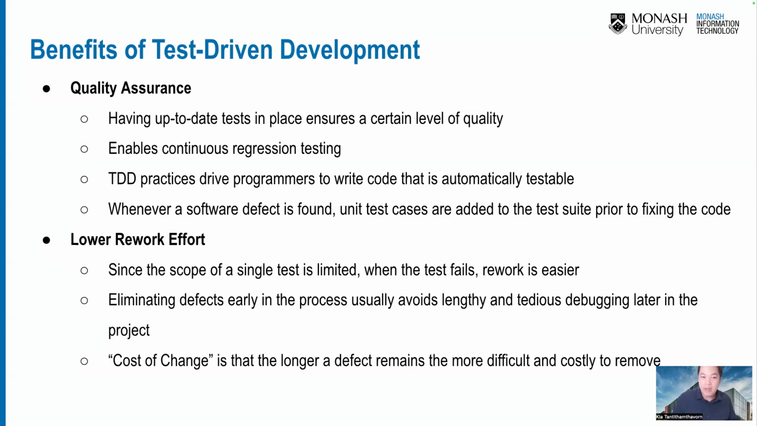TDD encourages programmers to write code that is automatically testable. Sometimes you write code that is really complex, with lots of for loops and while loops, and the code is really long. It's more prone to bugs than the other way around. So when you know the expected behavior, you can decide the test case, and then you know what to code. TDD also gives you better code quality and less rework effort, because we already write the code to pass the test case.